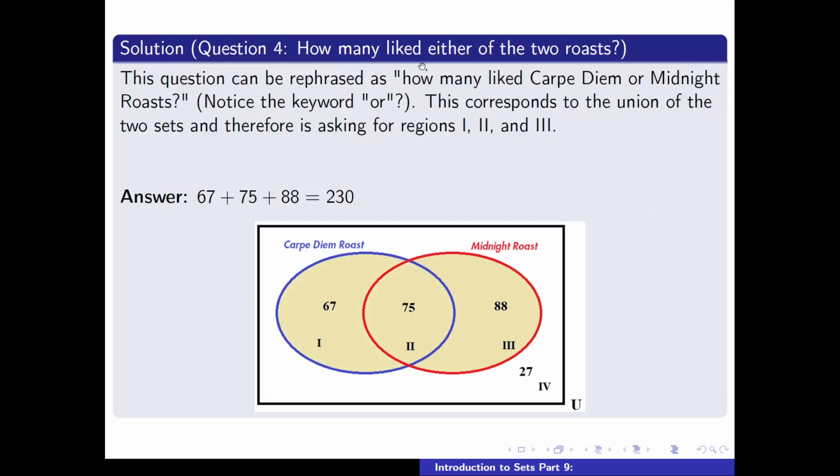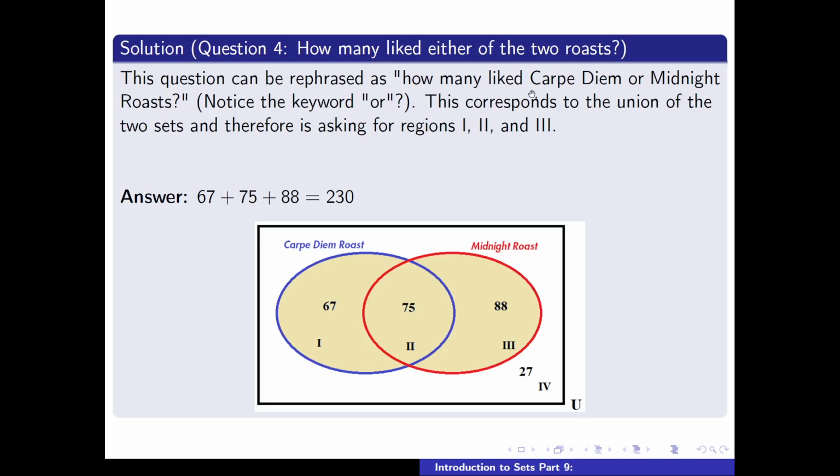Now, how many liked either of the 2 roasts? Okay, now be careful with the wording here, right? So this might help to be rephrased. So we can rephrase the question as how many like the Carpe Diem or the midnight roasts, right? That's really either or, meaning they like either the Carpe Diem or the midnight roast. See the key word in there? Or. We know that corresponds to the union.